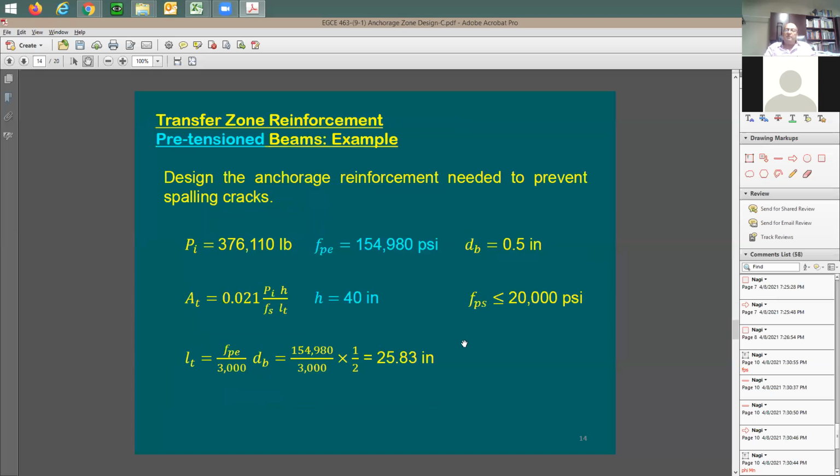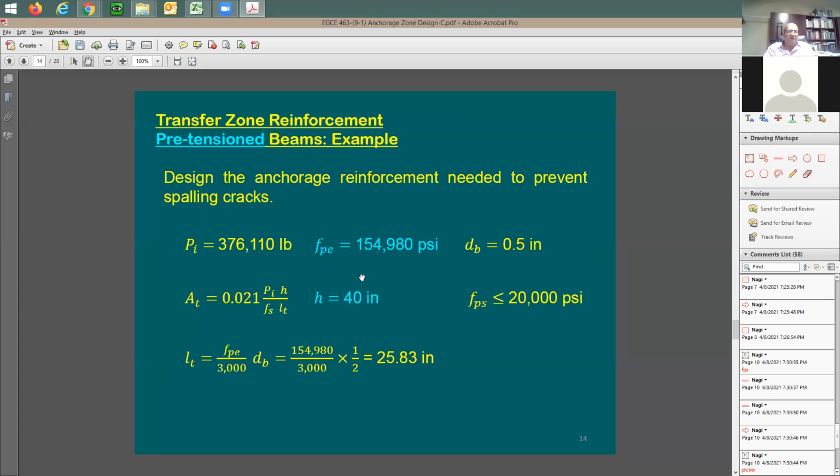We have here a quick numerical example. It's so simple. They give you your PI, which you guys know how to figure out. You decide the number of strands, and then you have FPI for each strand, and then you have the cross-section area for it. And you simply figure out L sub T. Based on this given information, you can figure out L sub T.